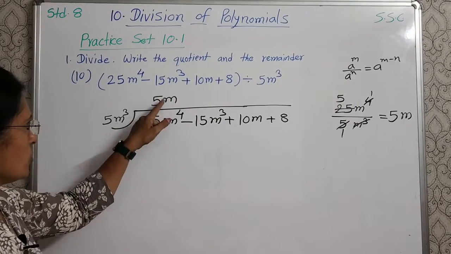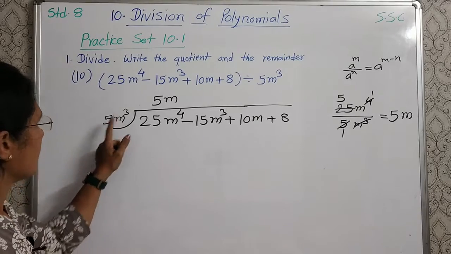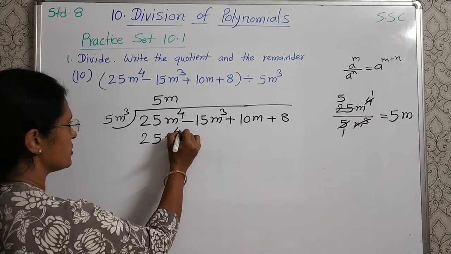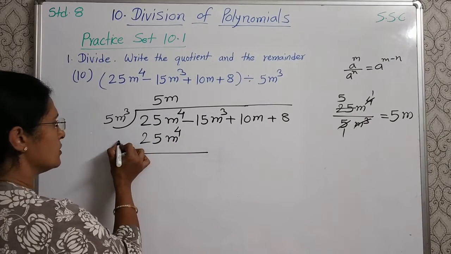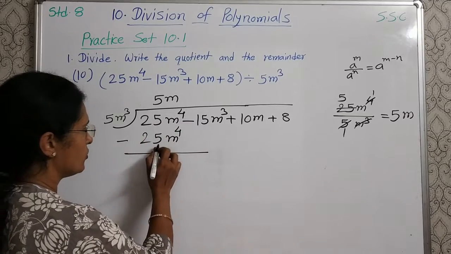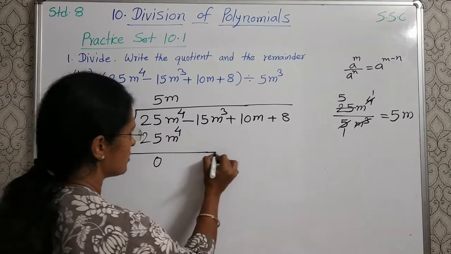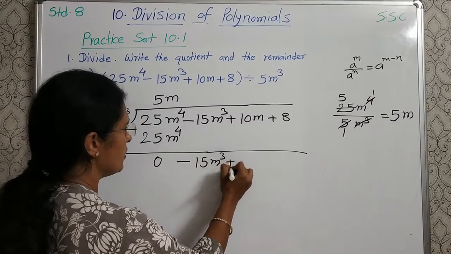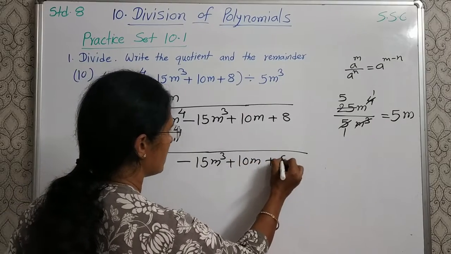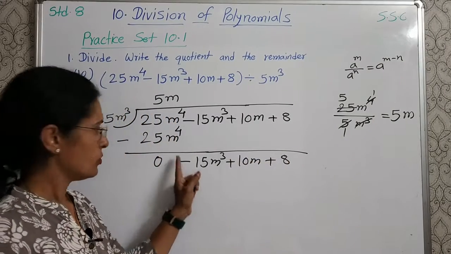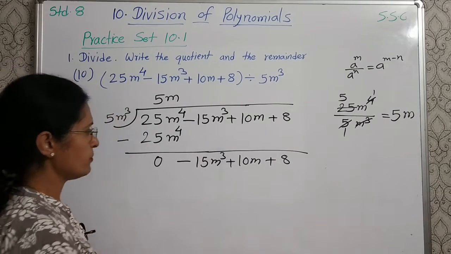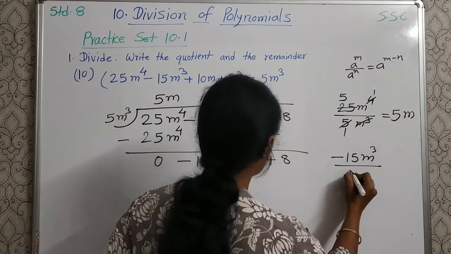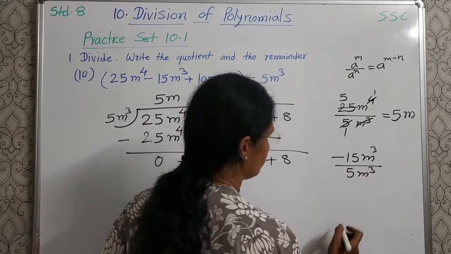Now multiply quotient and divisor. 5 5s are 25. m cube into m is m raised to 4. Now subtract. 25m raised to 4 minus 25m raised to 4 is 0. Now the remainder is minus 15m cube plus 10m plus 8. Now take this term and divide it by 5m cube. Minus 15m cube divided by 5m cube.